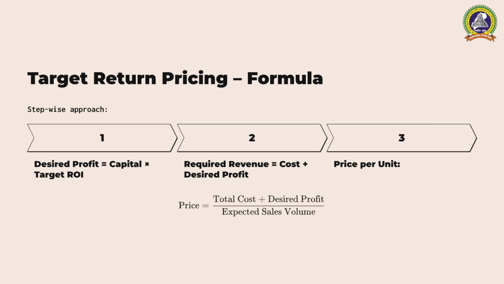units. Notice a critical risk here, the estimated number of units. If you guess your sales volume wrong, the entire price calculation collapses. This method relies heavily on accurate forecasting.